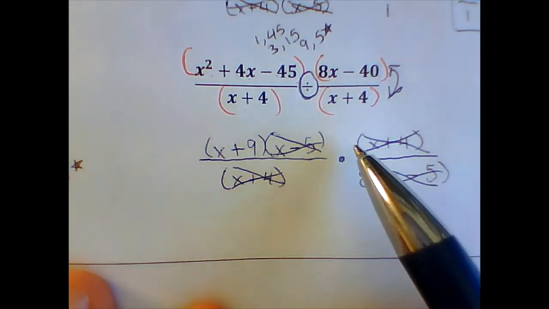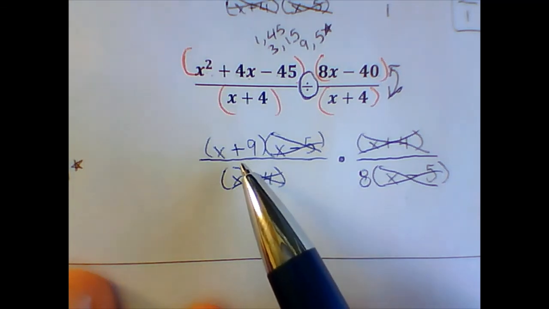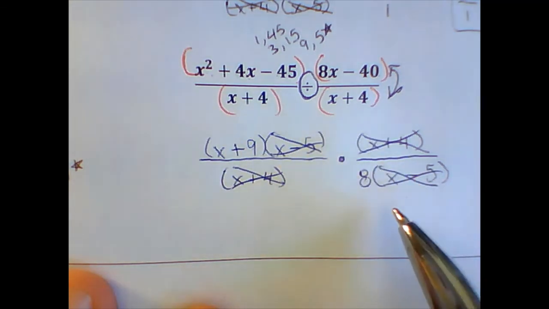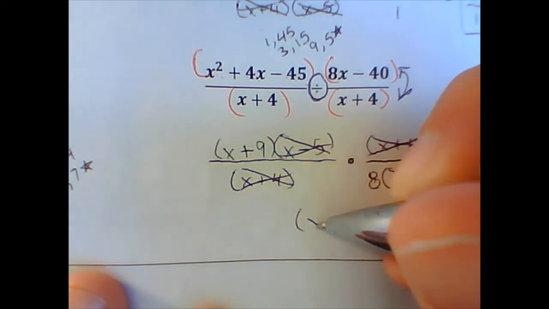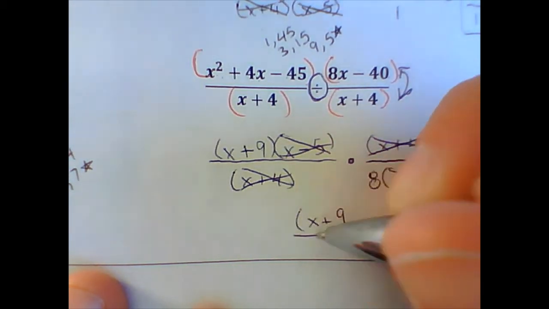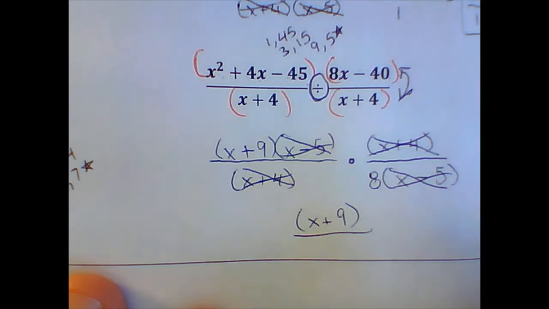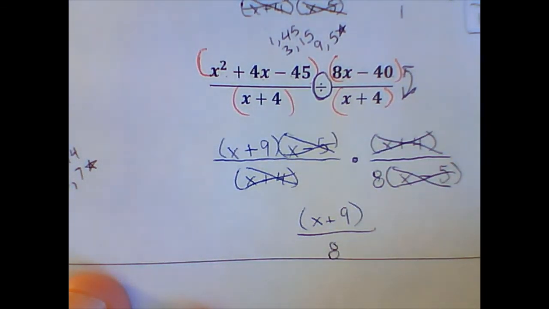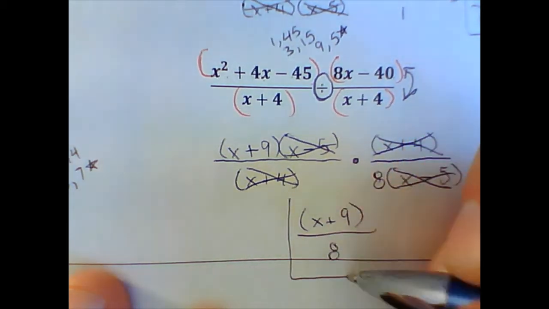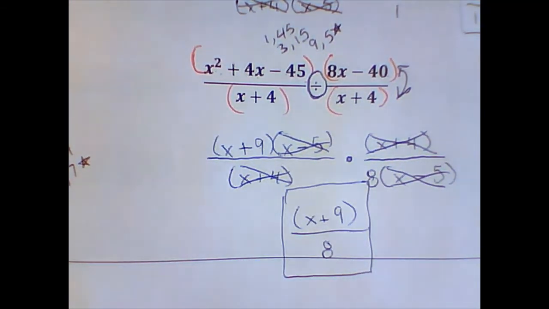There's an 8 on the bottom. No other common lone numbers. X plus 9 on the top. There's no other polynomials. And you wouldn't be able to cancel part of it anyway. So on the top, the only thing left over is an x plus 9. On the bottom, there will be an 8. And that is the answer. We have concluded the last division problem.